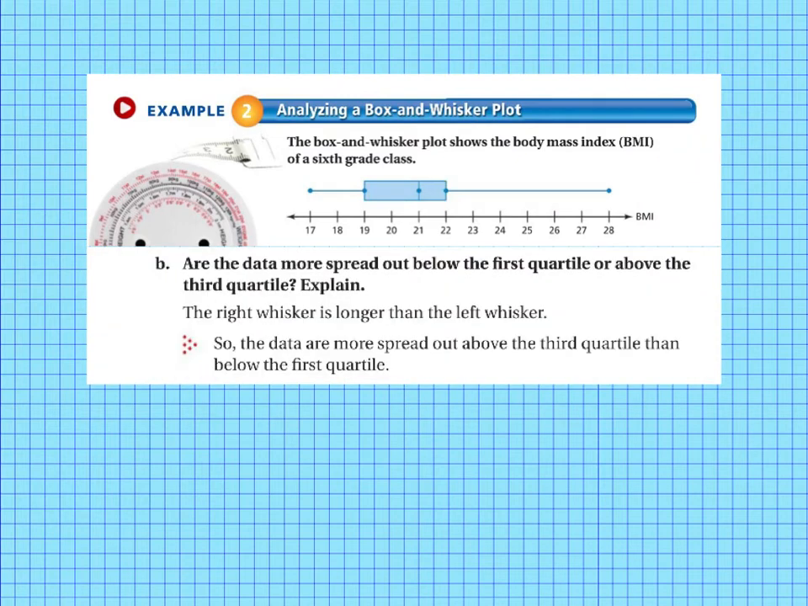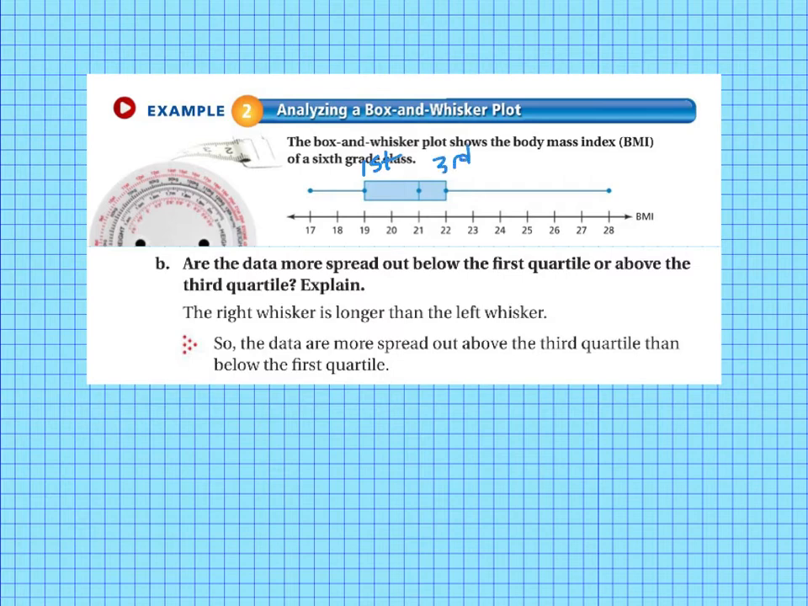Example 2B, we are analyzing a box and whisker plot. This is the same plot that we had from example 2A. And our question is, are the data more spread out below the first quartile or above the third quartile? So all we have to do is look at our plot and remember where our quartiles are. So remember that this is the first quartile right here. Undo that. Get my pencil working. So this is the first quartile, and this is the third quartile.